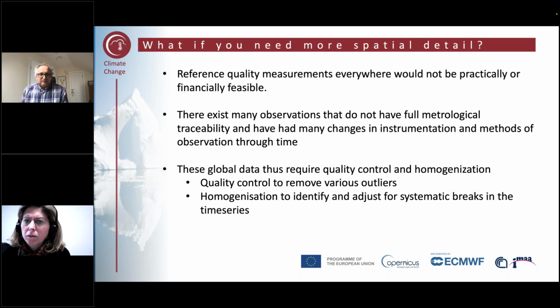These global data have had many changes in instrumentation and methods of observation, and for surface data, as Andreas said, things like the siting has changed through time. So all of these have had changes, and they thus require quality control and homogenization before use. Quality control removes various outliers, so specific points, for very specific reasons, whereas homogenization is needed to identify and adjust for systematic breaks in the time series that arise for non-climatic reasons. So you need both to quality control and homogenize.